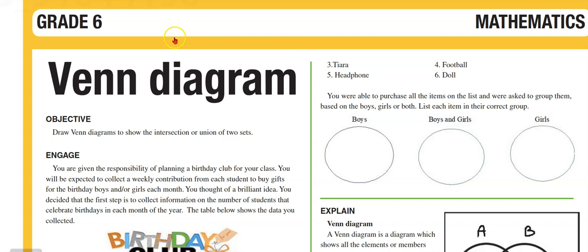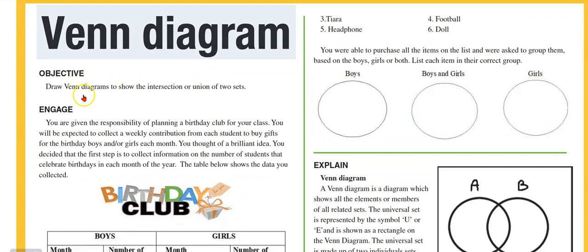In this episode, we're going to be looking at Venn diagrams. Our objective: draw Venn diagrams to show the intersection or union of two sets.